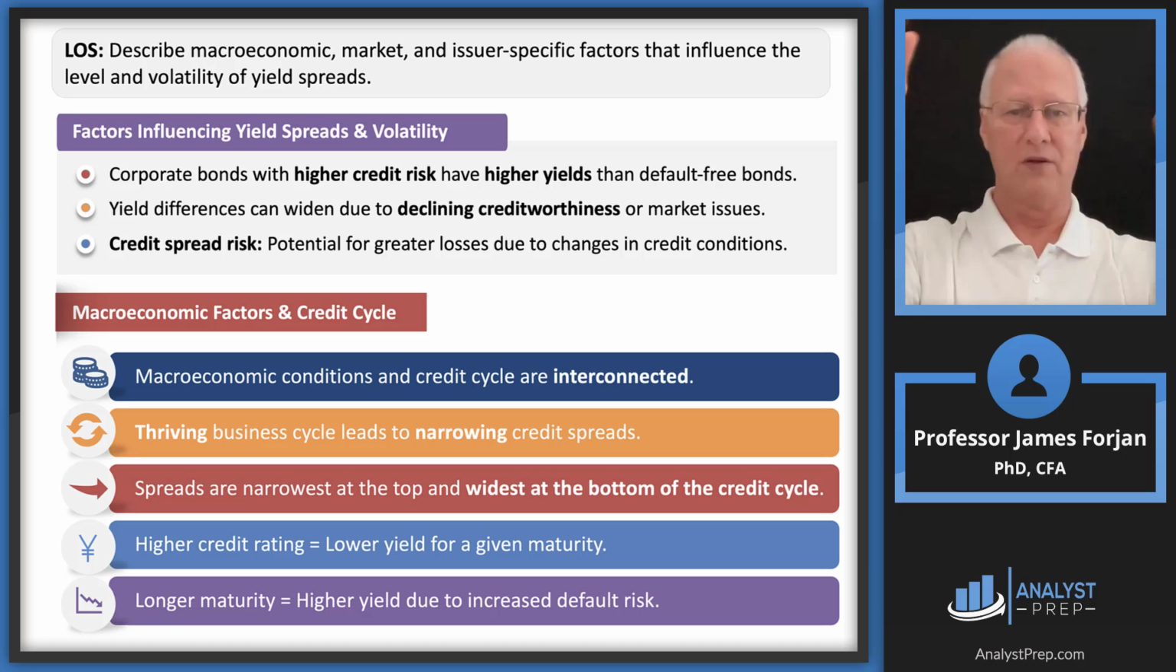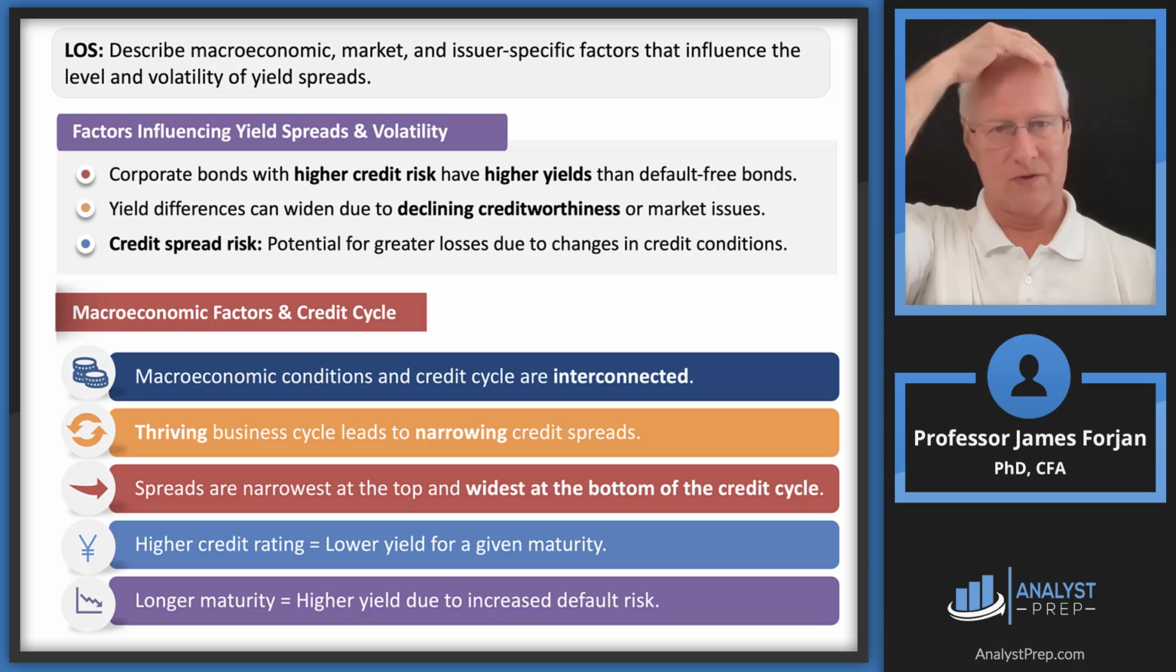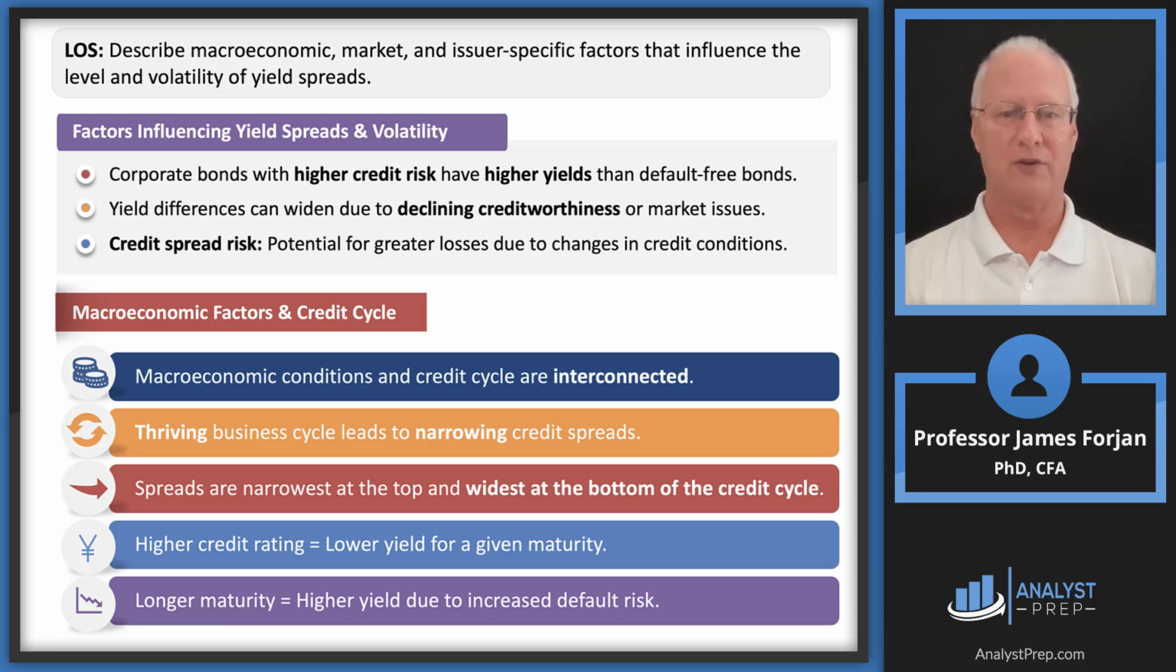Now, back to this top-down kind of analysis. What are these macroeconomic factors? Yeah, macroeconomic conditions and the business cycle and the credit cycle. Of course, they're not independent. A thriving business cycle leads to narrowing spreads.